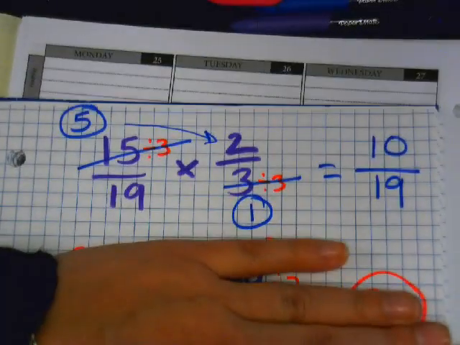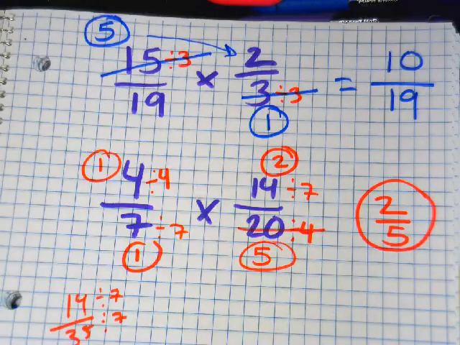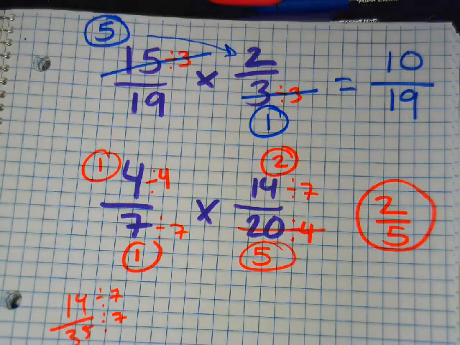Sometimes you can't. You can only do one corner. Sometimes you can do both corners. Okay? It's just an easier way.